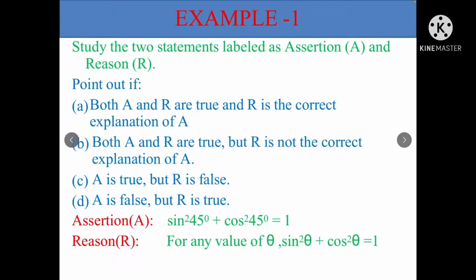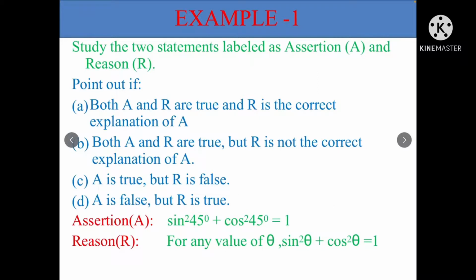And the reason is given: for any value of theta, sin square theta plus cos square theta equals 1. Now let us examine it. In the assertion, it is given sin square 45 plus cos square 45 degrees is 1. Sin 45 degrees is 1 by root 2, we know, and cos 45 is again 1 by root 2. So 1 by root 2 whole square plus 1 by root 2 whole square, which is half plus half, is 1. Means the assertion is correct.